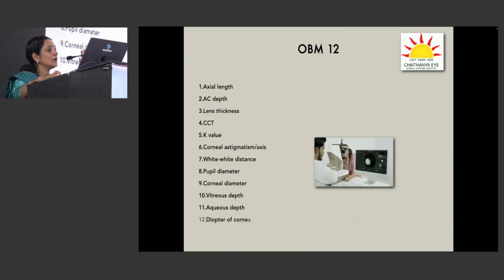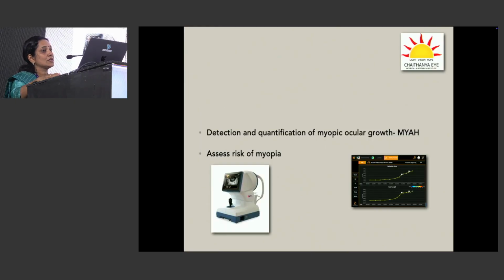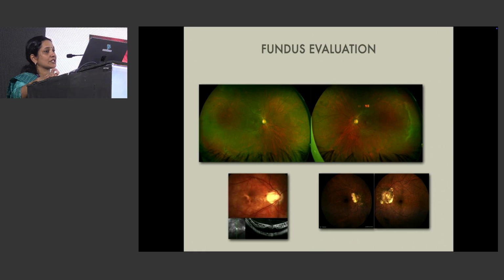The OBM 12 measures 12 parameters in addition to axial length: AC depth, lens thickness, ECT, K value, white to white, pressure, white distance, pupil diameter, corneal diameter, vitreous depth, aqueous depth, and diameter of cornea. So it also helps in detection and quantification of myopic ocular growth, which also assesses the risk of myopia progression.